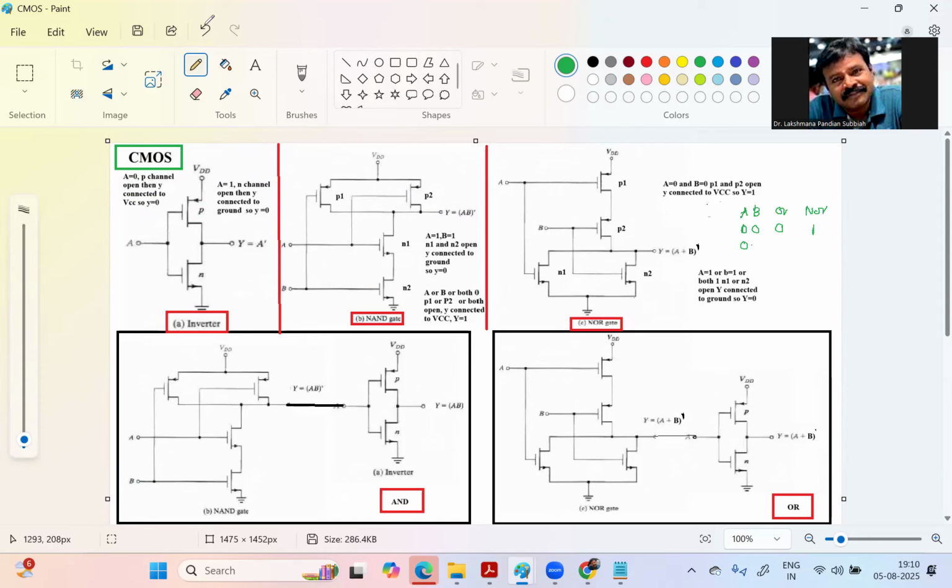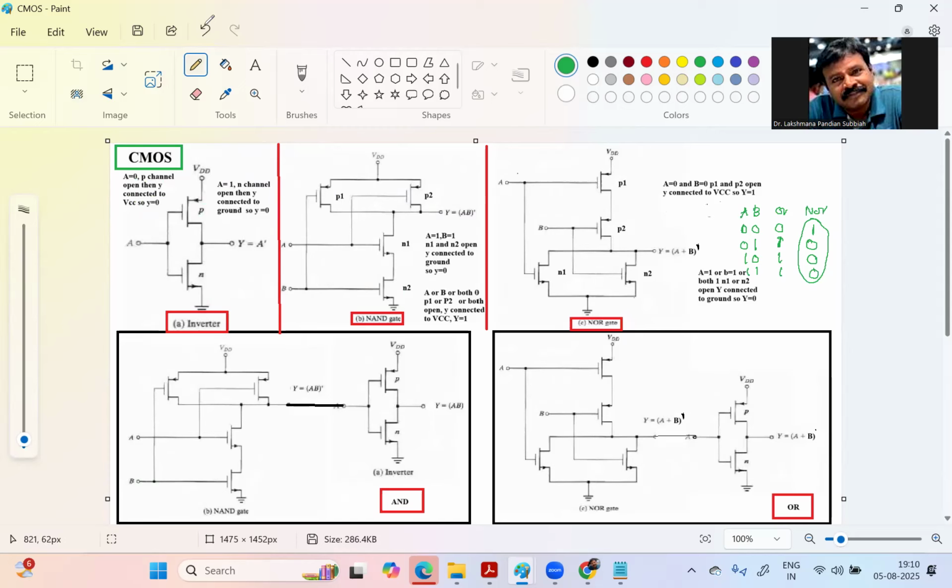Now with 1 0, the OR is 1, then inverted is 0. So the output is 0. Then with 0 1, the OR is 1, the output is 0. Then with 1 1, the OR is 1, the output is 0. That is the NOR gate. So the condition is: if both are 0, we are getting 1.